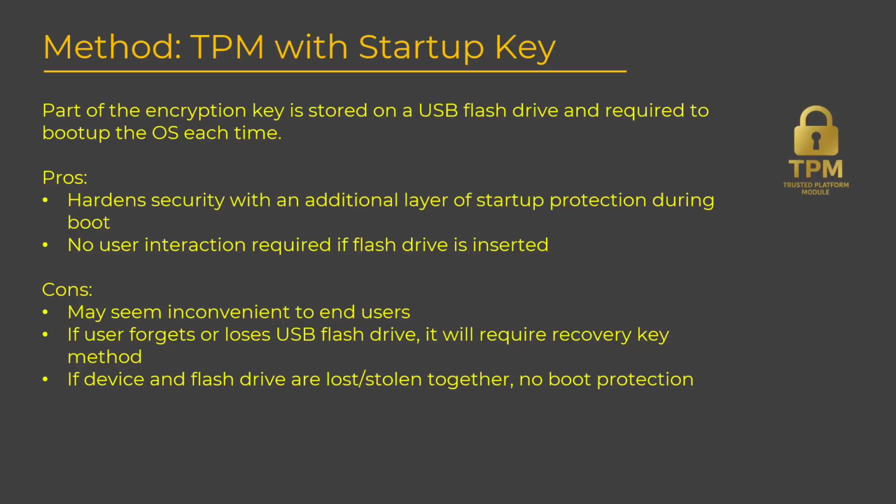So next is TPM with the startup key. And if this is selected, for example, in Intune BitLocker encryption to be a startup option, part of the encryption key is actually stored on the USB drive, the flash drive, and required to boot up the operating system each time, so that flash drive has to be inserted.